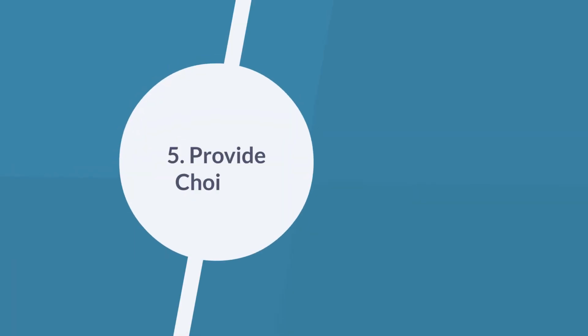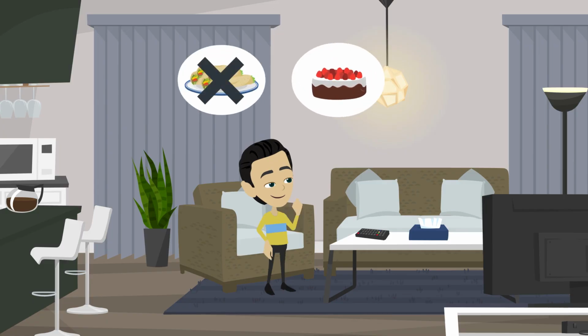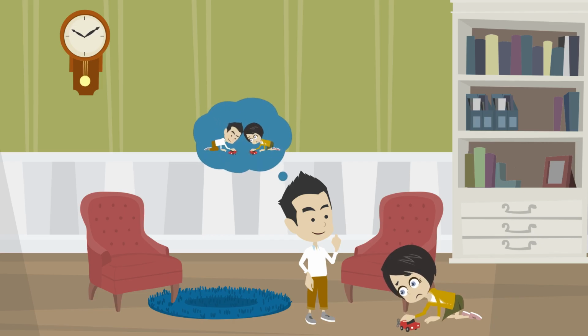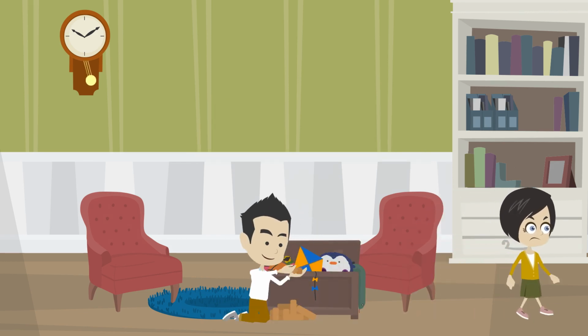5. Provide choices. It's important that children understand they have a choice in whether or not they behave in a way that will result in a consequence. You can choose to share the toys and play together or play alone. If you don't share, your friend might not want to play with you.